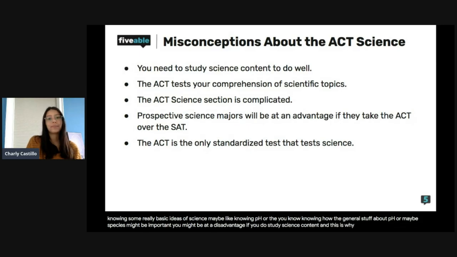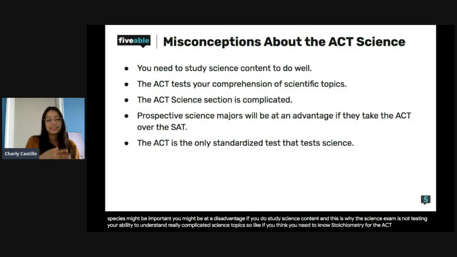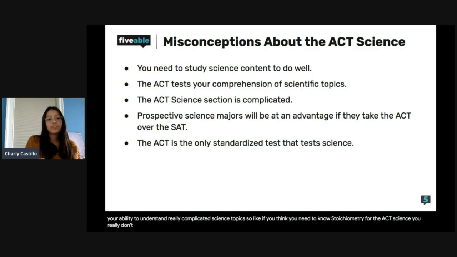And this is why. The science exam is not testing your ability to understand really complicated science topics. So, if you think you need to know stoichiometry for the ACT science, you really don't. What you need to be good at is understanding the content that's given to you. The ACT science is really not expecting you to come in with all this crazy science knowledge from high school and apply it to the exam.